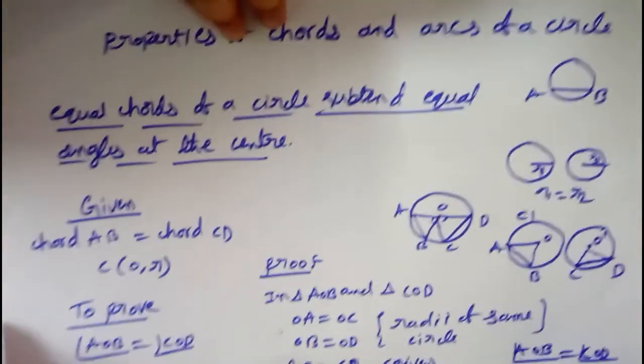Next, we will prove the converse of this theorem. So what is the converse here? Chords are equal. We proved that angles are equal. So the converse of this one is, if the angles subtended by the chords of the circle at the center are equal, then the chords are equal.